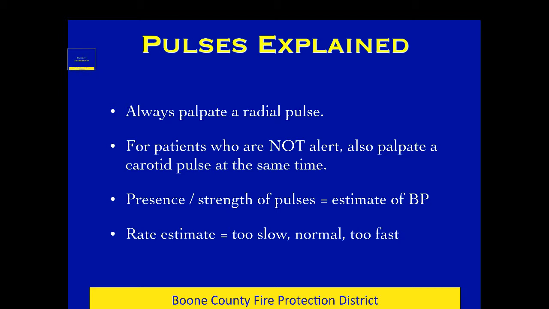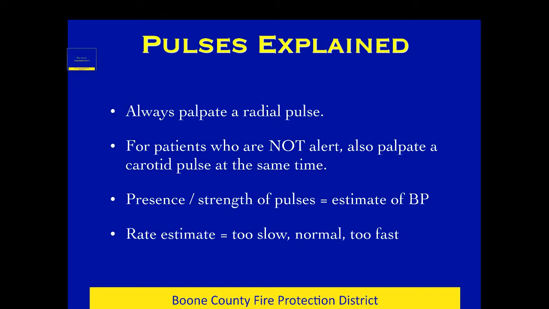If your patient has a radial pulse, cool. If they do not, we're going to also need a carotid pulse. And again, we're measuring presence and strength as an estimate of blood pressure, with the assumption that patients would normally have a radial pulse, and that would correspond to at least a not low blood pressure. It may be quite high, but it's at least not too low.